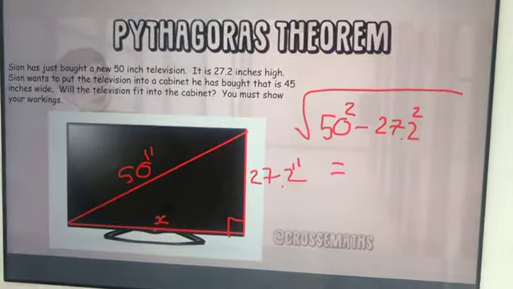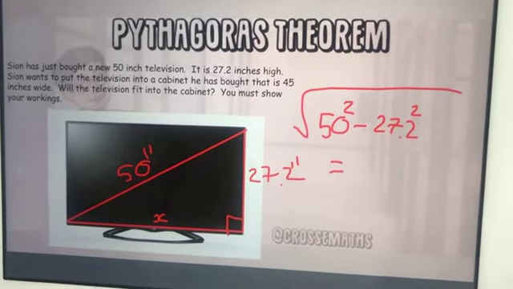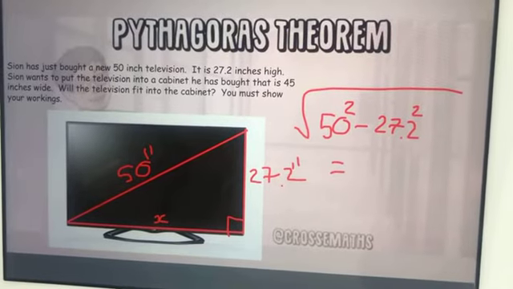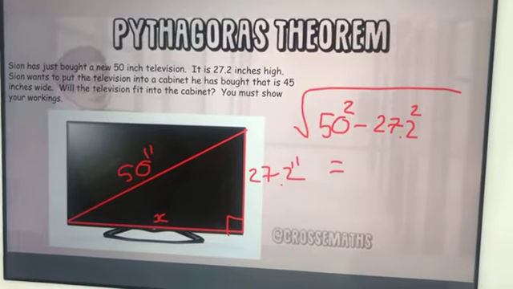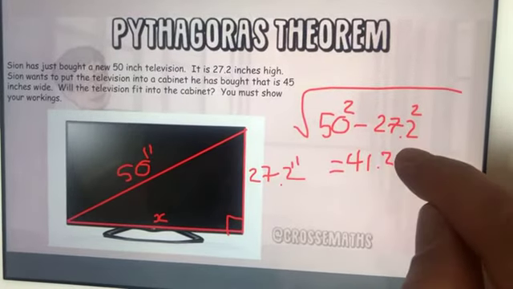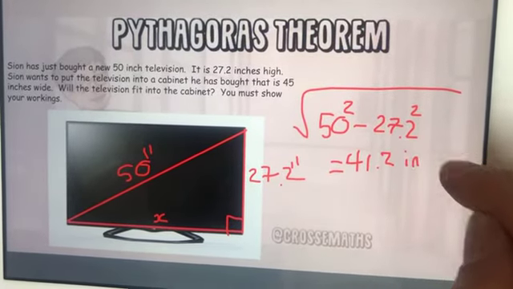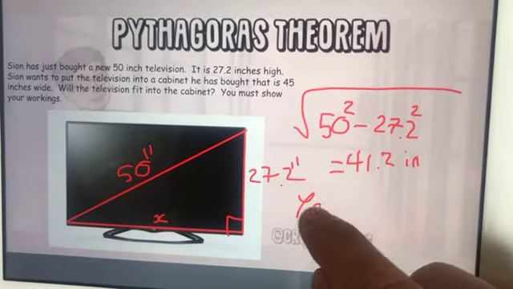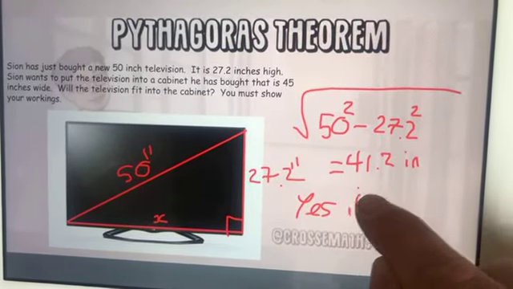If I put all that in my calculator, remember you don't have to do every step, you can do it all in one go. I get 41.2 inches. 41.2 inches is less than 45 inches wide. You can put at the bottom, yes, it will fit.